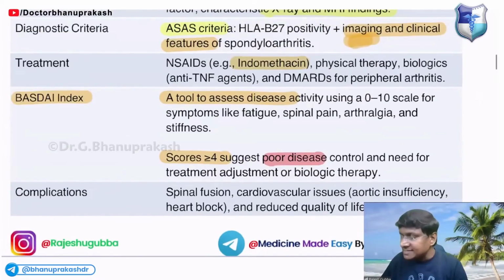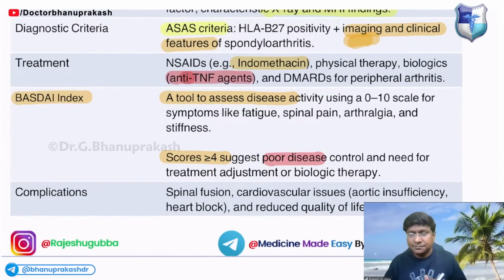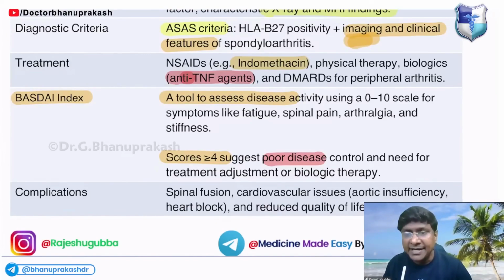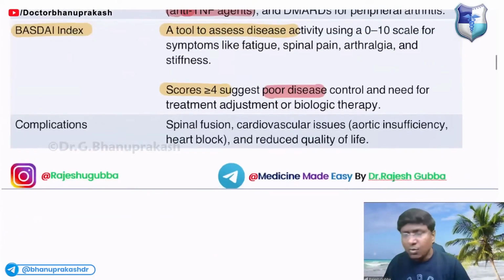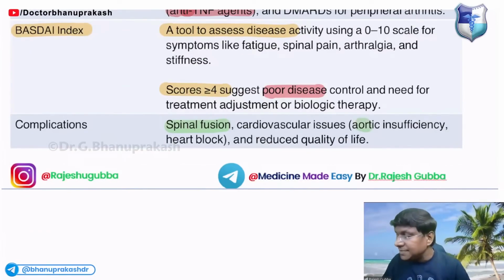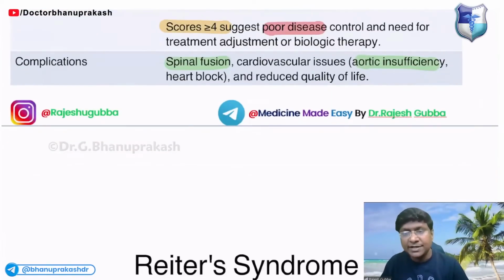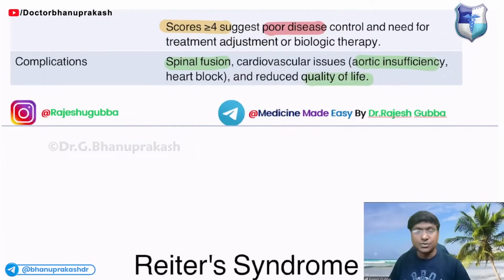Now, from indomethacin, you need to shift to the anti-TNF agents. From indomethacin, you should give the biologicals, and these biologicals will be anti-TNF agents. Okay, next. What are the complications? The complications that you will have are spinal fusion. I said already, the vertebra will be fused. Cardiovascular abnormality can be there in the form of aortic regurgitation and complete heart block, and there will be reduced quality of life.